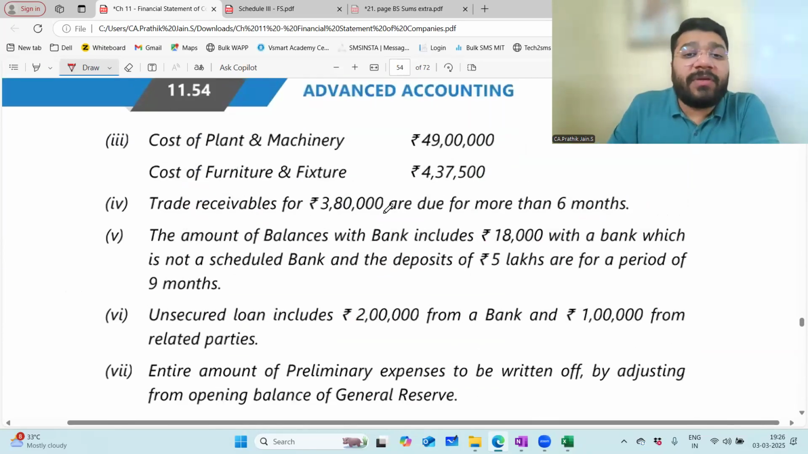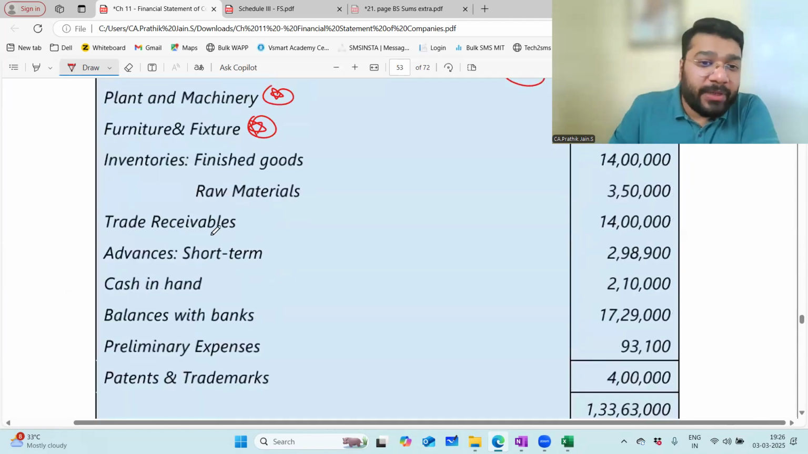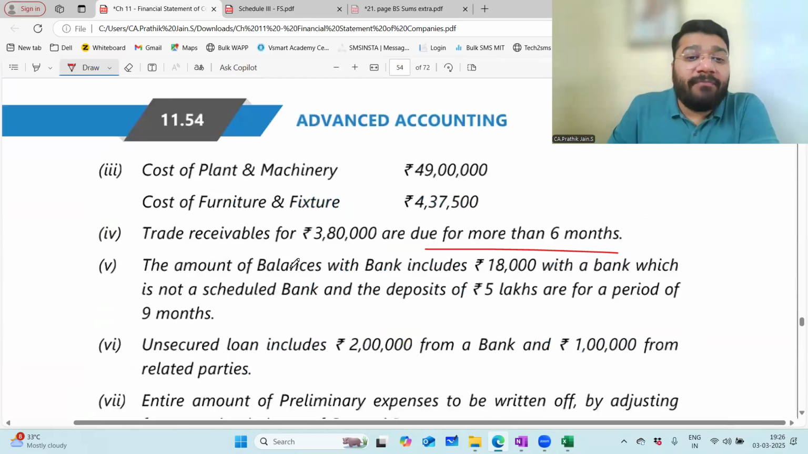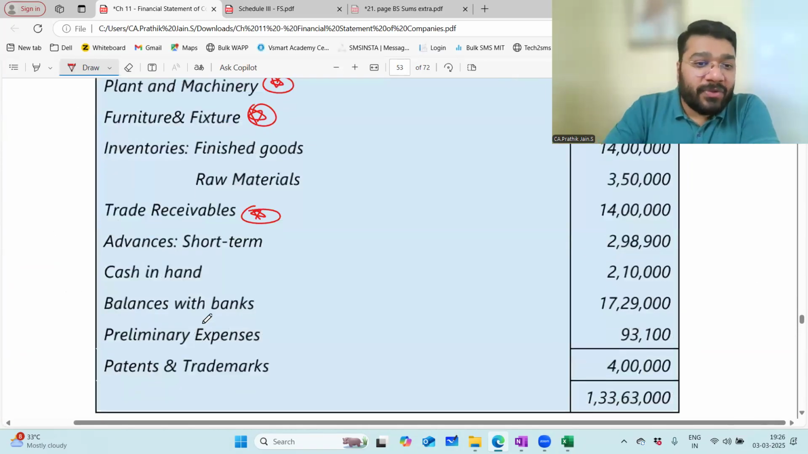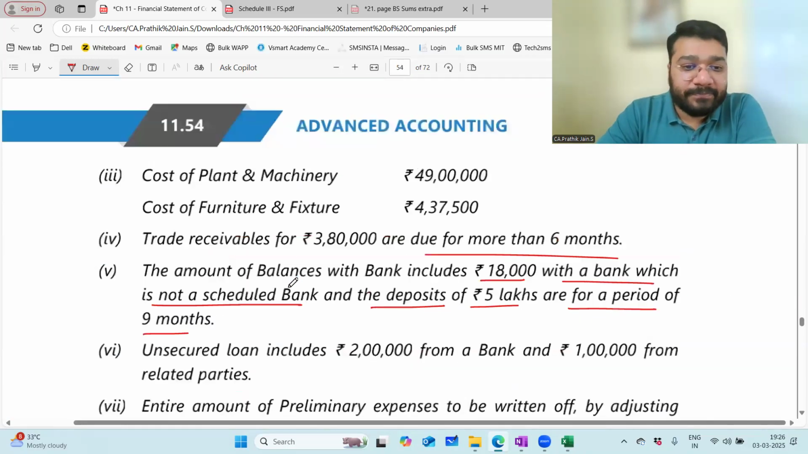Trade receivable of 3,80,000 are due for more than 6 months. Ageing. So come to trade receivable. I'll put a star mark here. The amount of balances with bank includes 18,000 with a bank which is not scheduled. So non-scheduled bank. So we have to give a disclosure in the notes to accounts, and a deposit of 5 lakh has a period of 9 months. So category 1, 2 or 3? Category 3. Very good. So now here we have these two. I'm putting a star mark here for both put together.